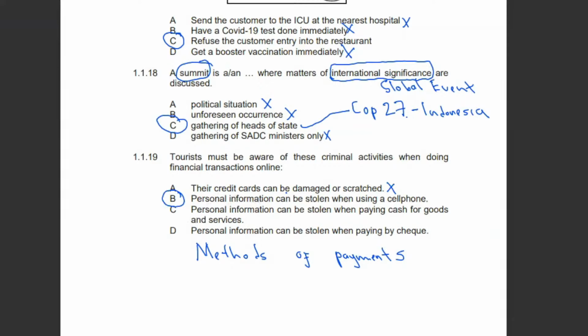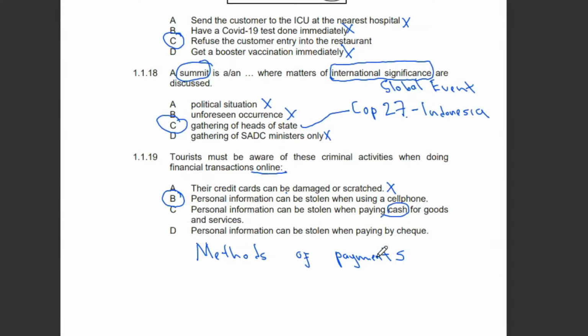Now let's look at why we are rejecting the other options. Personal information can be stolen when paying for goods, paying cash for goods and services. The word cash actually eliminates this particular option, because remember the question is saying online. So online there is no space for you to use what? Cash. Then let's look at D.